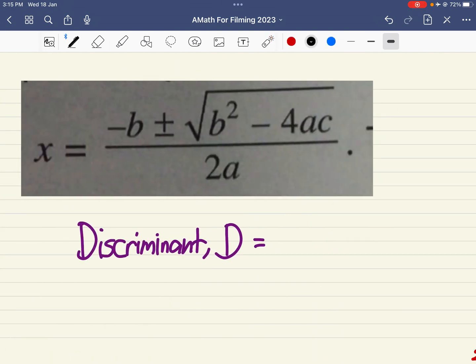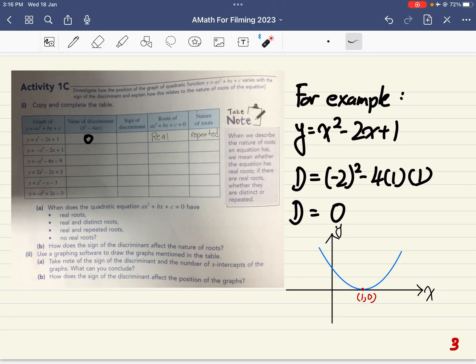So now, the very first thing you need to commit to your memory is that the discriminant for a quadratic function is b squared minus 4ac. This one you have to memorize, no way around it. Activity 1C can be found in your textbook itself. If you want to fill it in your textbook, it's okay. If you want to do it on a piece of paper, but I suggest that you actually do it in your textbook itself. Now, what you will need for this activity is to actually use a graphing software.